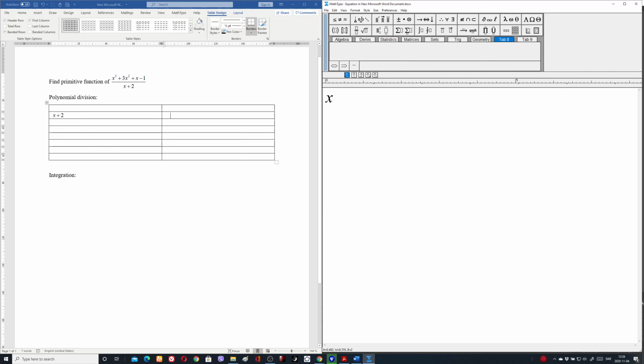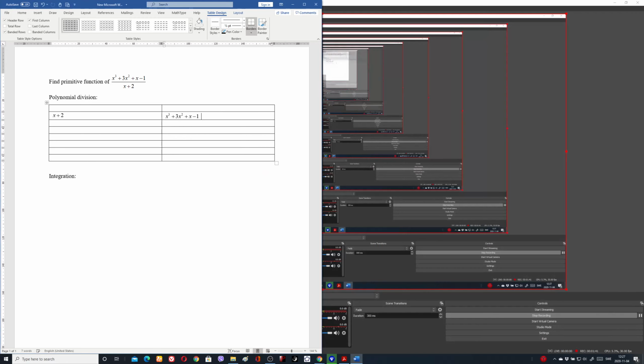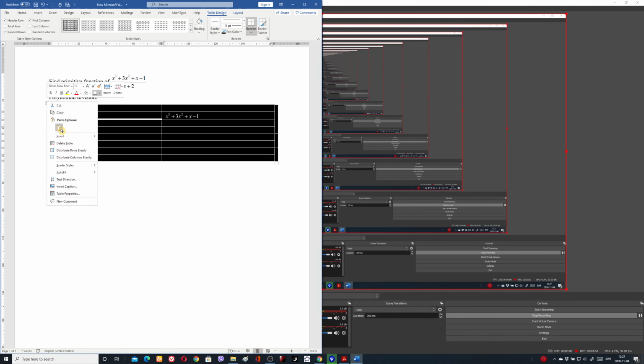x power 3 plus 3x power 2 plus x and minus 1. Okay, this one is correct. And now I will take this table to work with.